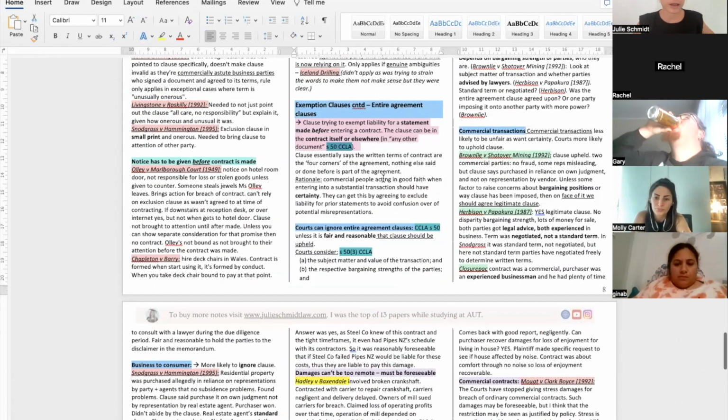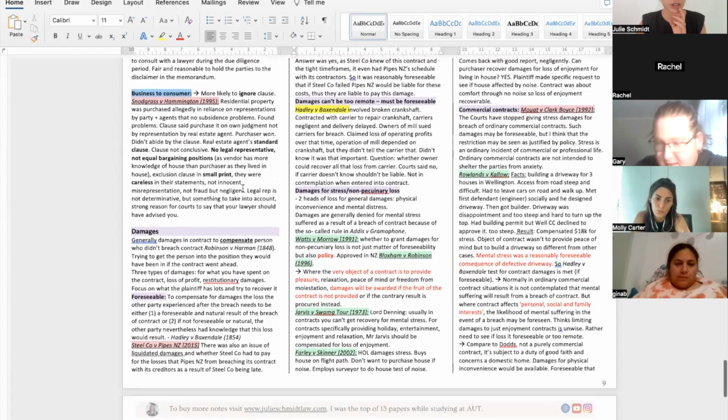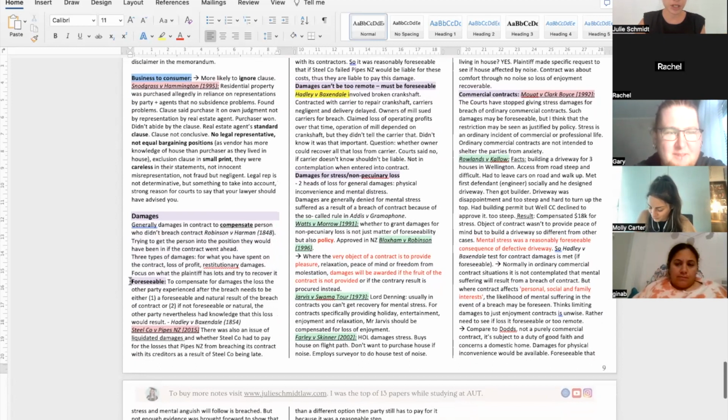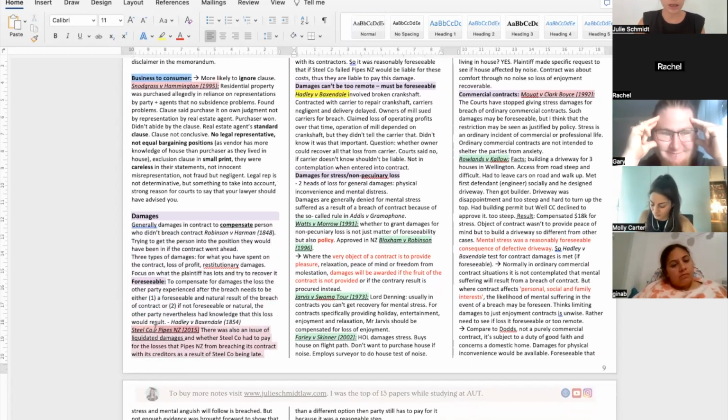I'll just quickly sum up damages. Just remember, always, we're not in criminal law here. We're not punishing anyone. We're just trying to get the person back into the position that they would have been in, but for the breach of the contract. So just always think compensation, compensation, compensation, not punishment. So the damages have to be the loss needs to be foreseeable.